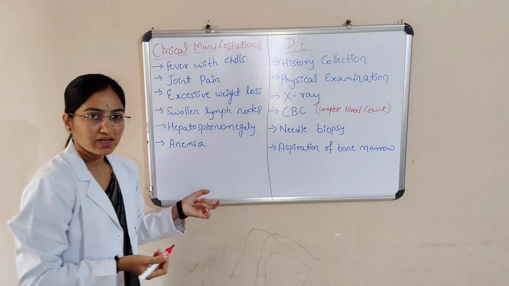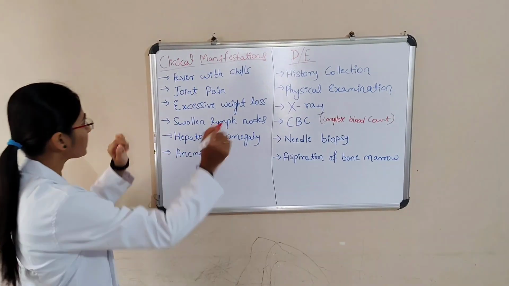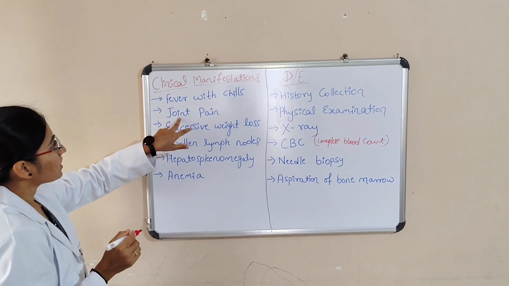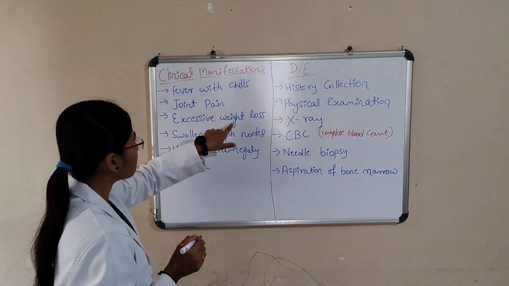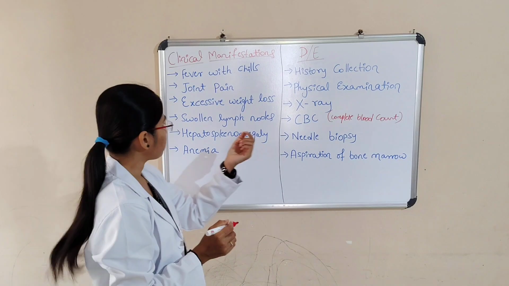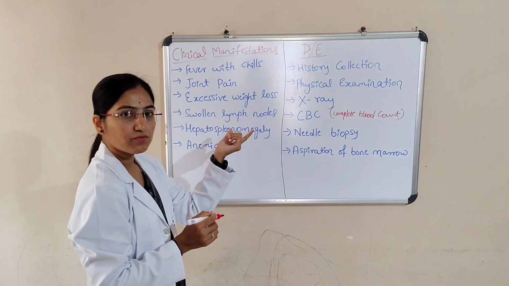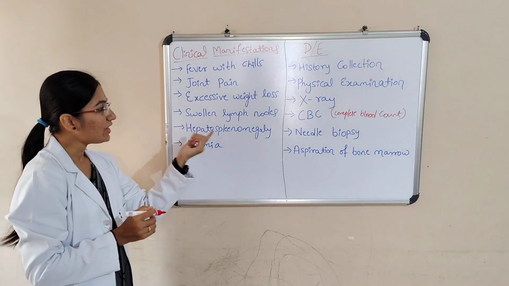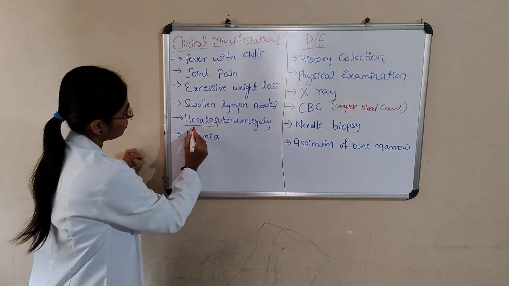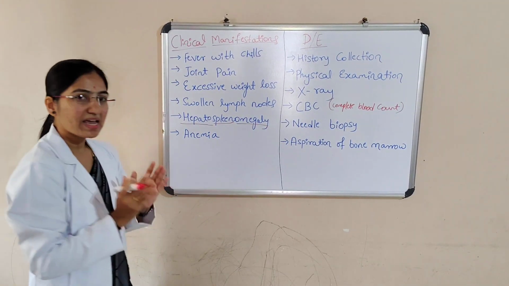Next we'll see the clinical manifestations of leukemia. First there is fever with chills, joint pain, and excessive weight loss. Swollen lymph nodes. And then hepatosplenomegaly. Hepato refers to the liver, and then spleen. Megaly means enlargement.